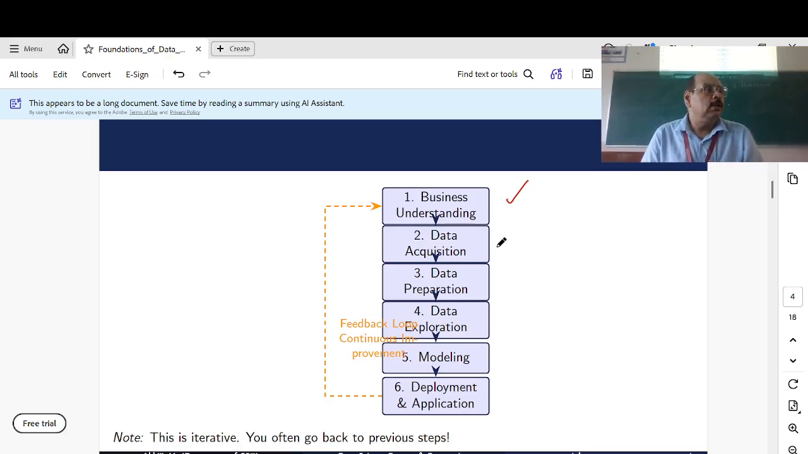Second thing is data acquisition. Normally, what we do is we collect all the information, the data. We collect the entire information. This process is called data acquisition. I believe you know the word acquisition, what it means. Collecting of data, preparing the data, making data ready for use, data exploration.